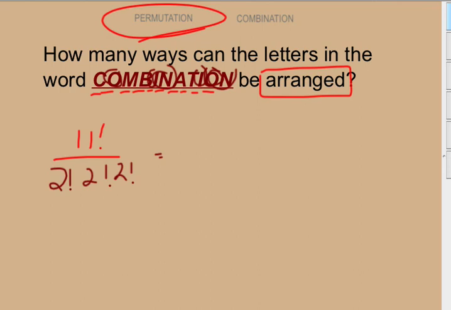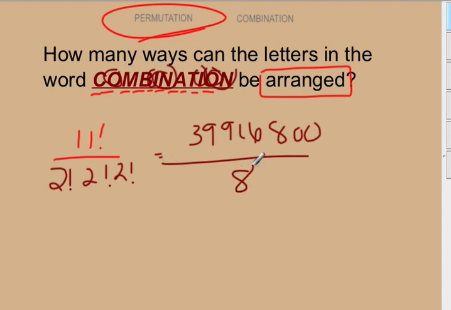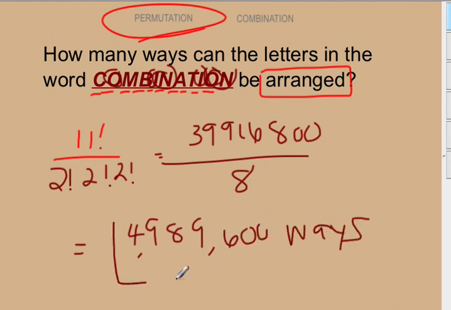So 11 factorial, that's 11 times 10 times 9 times 8 times 7 times 6 times 5 times 4 times 3 times 2 times 1. And when you type that into your calculator, you get 39,916,800. Then we're dividing that by 2 factorial times 2 factorial times 2 factorial, which is really just 2 times 2 times 2. So that's going to be 8. So when you divide that out, you end up getting 4,989,600 different ways that you can arrange the letters in combination.